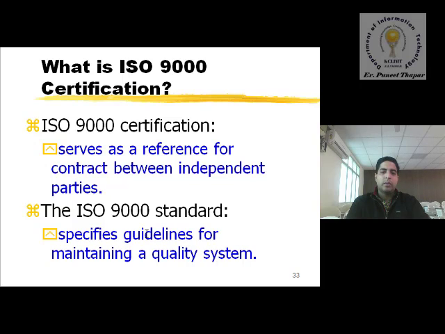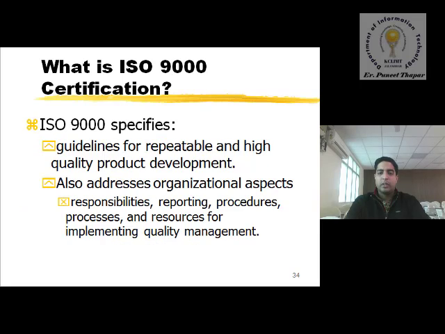For maintaining system quality, certain guidelines are maintained. Guidelines are generated by ISO. By following these guidelines, software agencies or other agencies can be highlighted as standardized. ISO 9000 also specifies guidelines for repeatable and high quality product development, and also addresses organization aspects, responsibilities, reporting, procedure, process, and resources for implementing quality management. These aspects are all covered in ISO also.